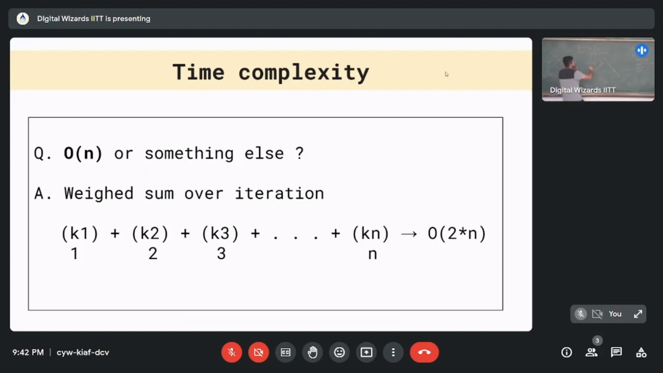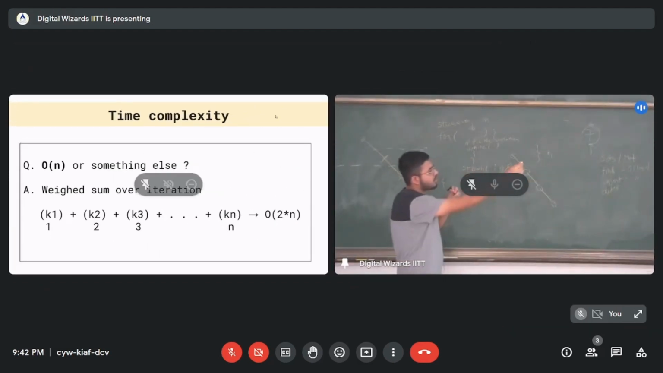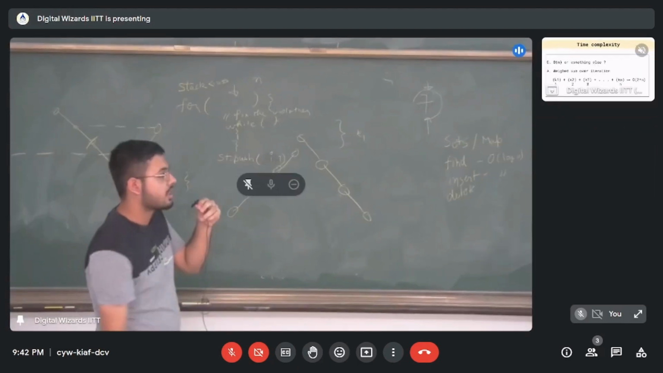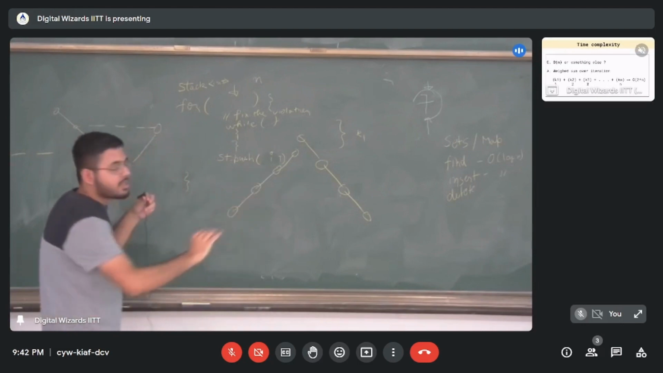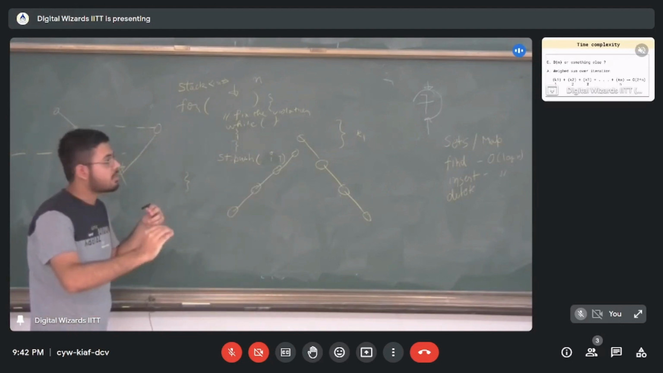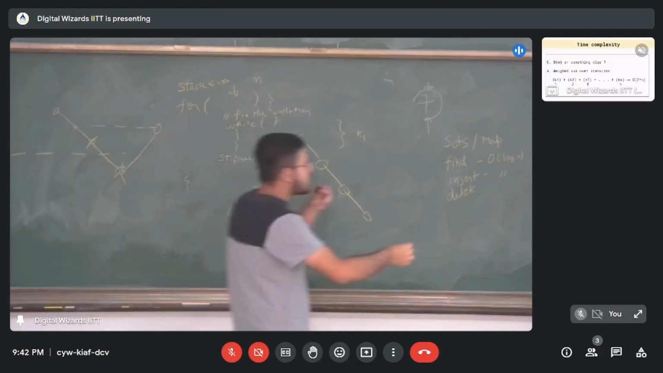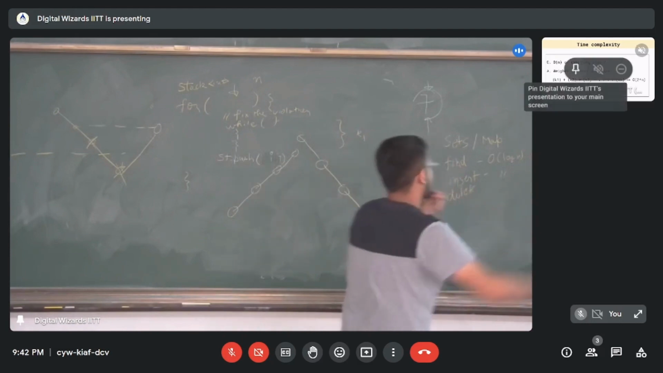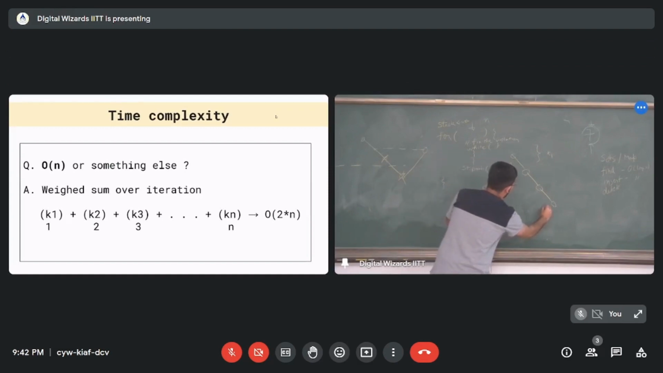But this thing is a variable. So let's say in the first iteration it runs for k1 times, in the next it runs for k2 times, the third iteration runs for k3 times, and till kn. So overall, if you consider a weighted sum, all the weights for these iterations are constant. So it should be k1 plus k2 plus k3 till kn.